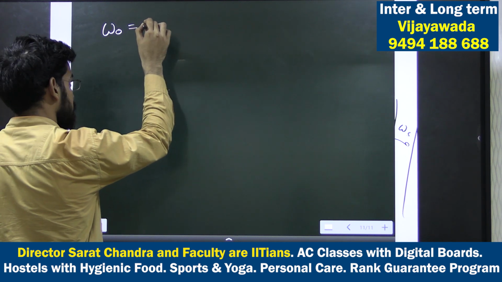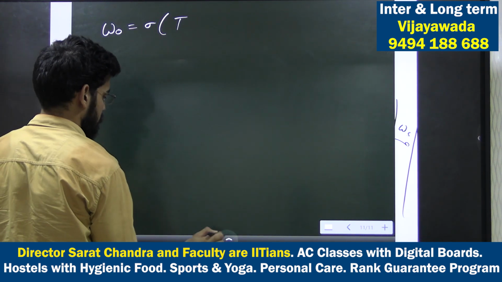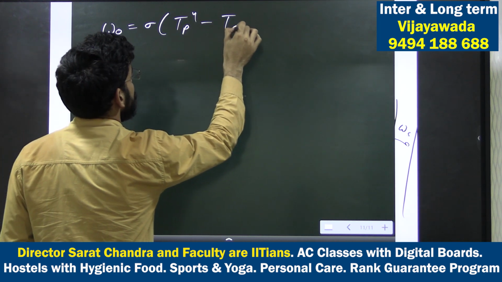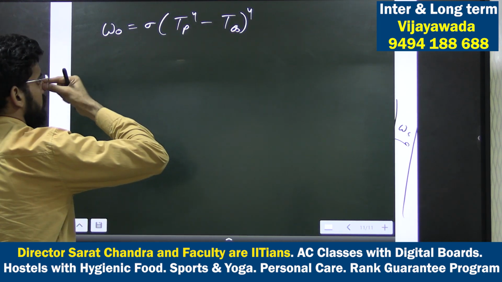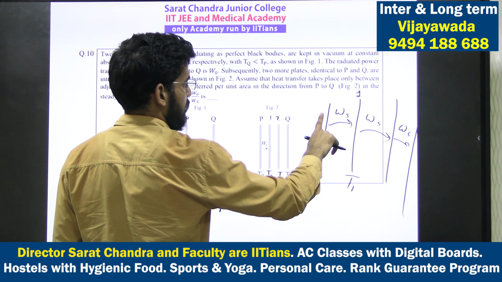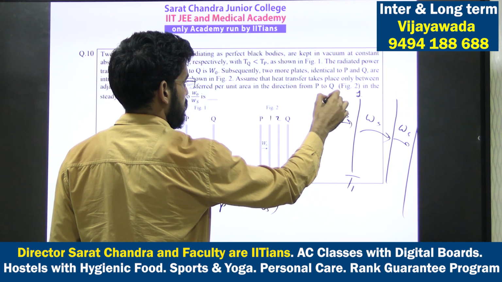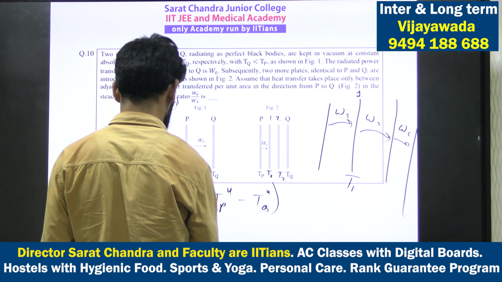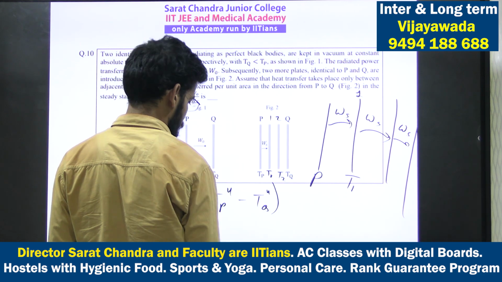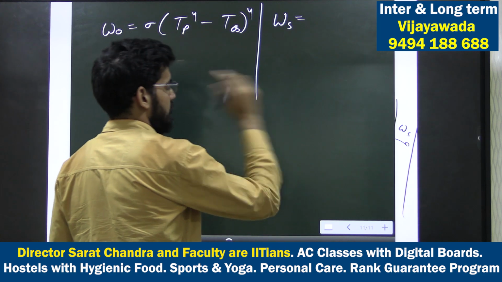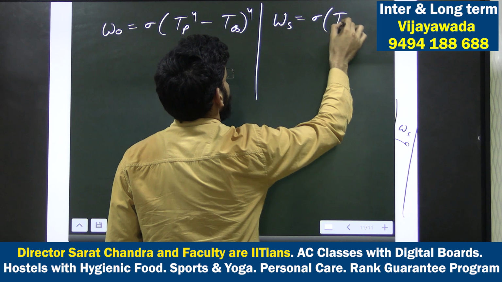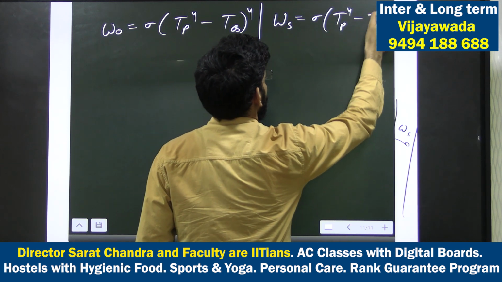W0, as we said, is sigma into Tp to the power 4 minus Tq to the power 4, since P is bigger. This is your W0. And if you write down Ws between P and this 1, P is bigger obviously, it is decreasing that side. So sigma into Tp raised to power 4 minus T1 raised to power 4.